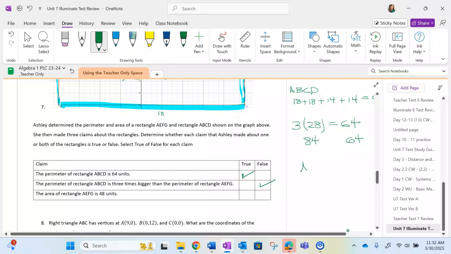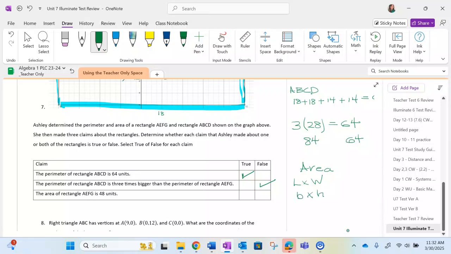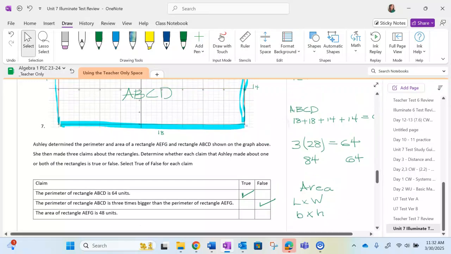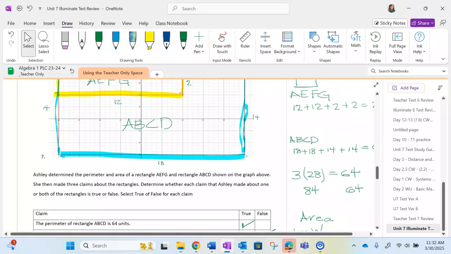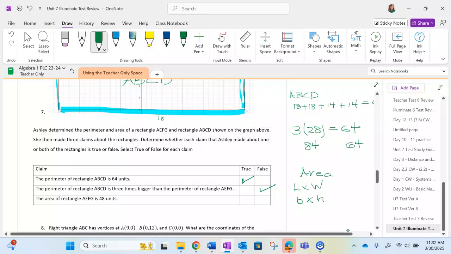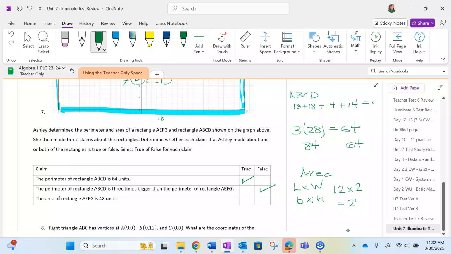Then the last one is the area of rectangle AEFG. All right, so area of a rectangle is length times width. Some of you told me base times height. So let's go back to this. It'd be 12 times 2, so this would be 12 times 2, which is 24. False. It's not 48. Okay?